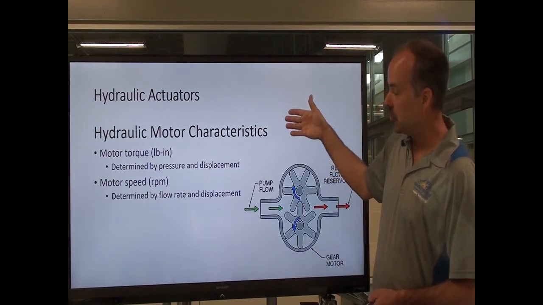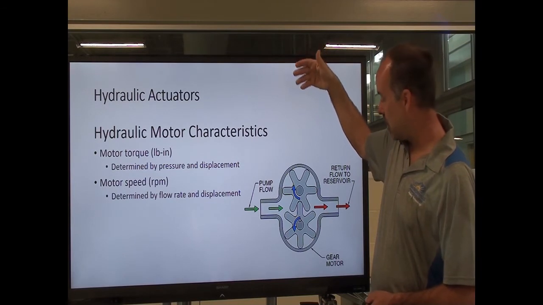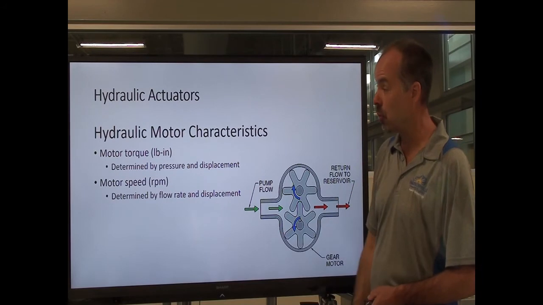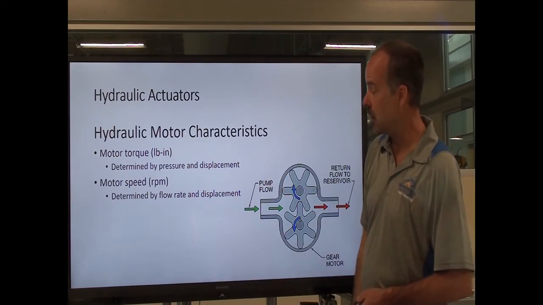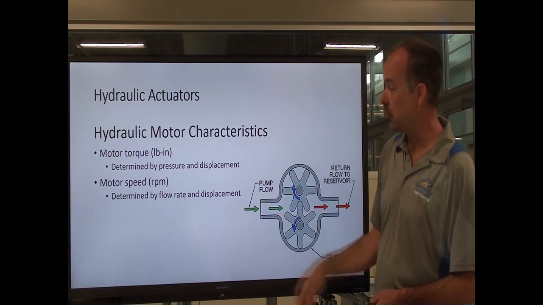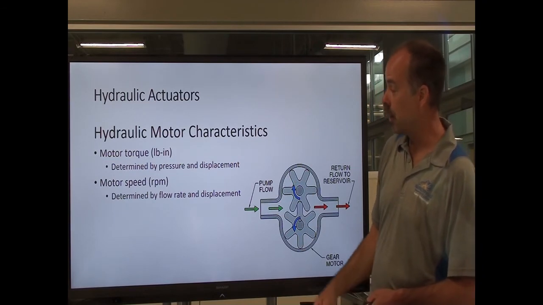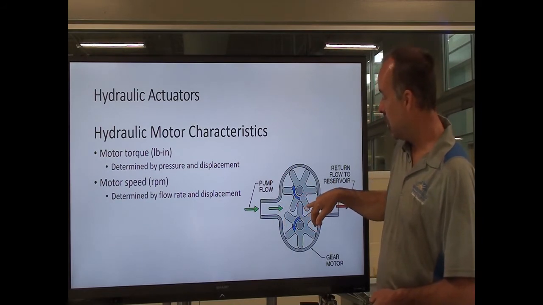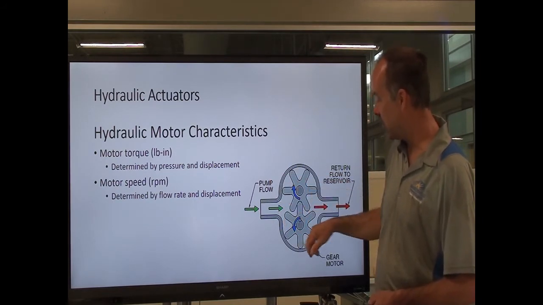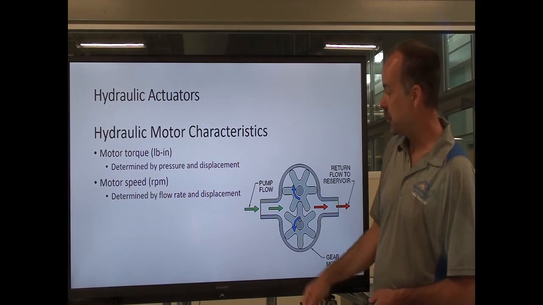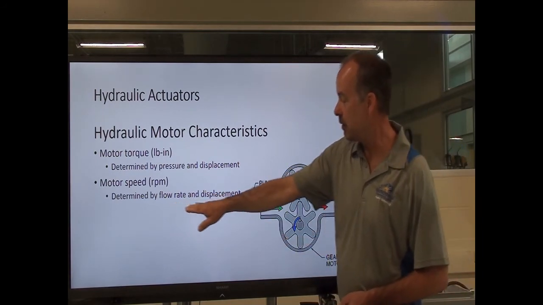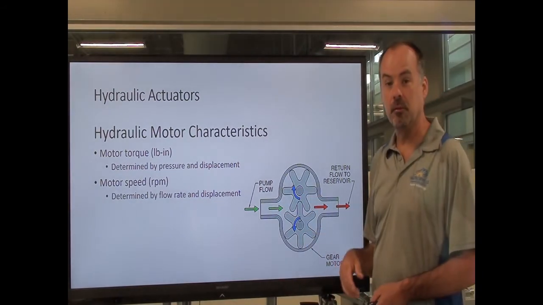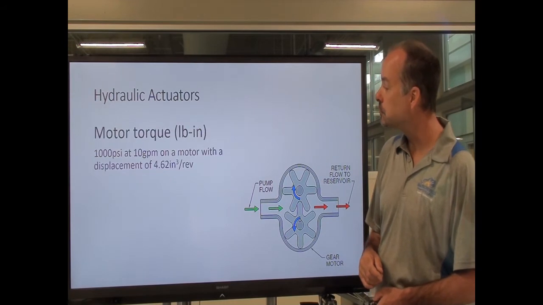So hydraulic motor characteristics: with rotational force instead of linear force, you have rotational torque, and the units that we're going to use are inch-pounds or pound-inches. It's determined by the pressure acting on the motor and the amount of volume or displacement that you have inside the motor. And motor speed is going to be determined by the flow rate of the fluid coming into the motor and the displacement of the motor. And we're going to work through a couple of those formulas as well.